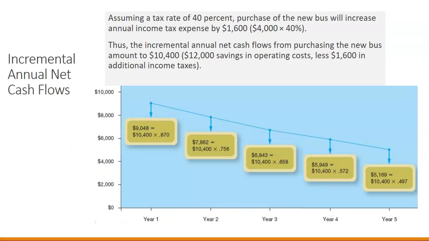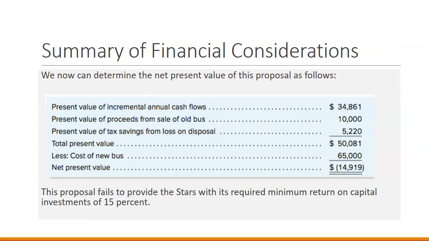If we have a 40% tax rate, we're going to increase our annual income tax expense by $1,600. Therefore, incremental annual net cash flows amount to $10,400. So we have the $12,000 savings in operating costs less an addition in income taxes. We calculate the present value of those cash flows by using the factors in the tables.